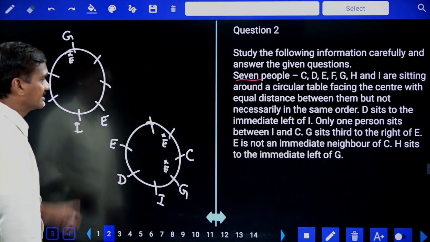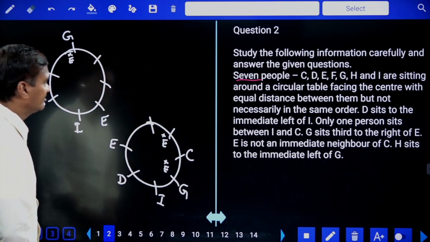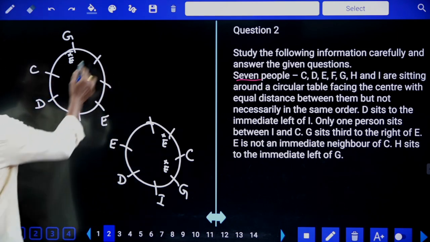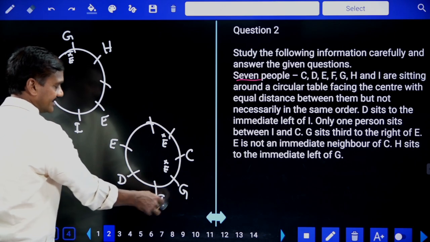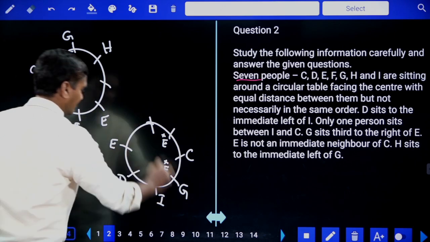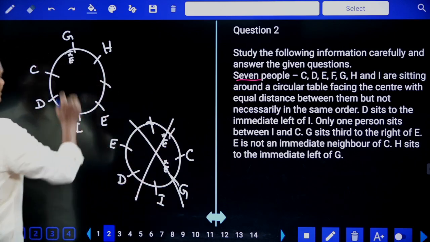E is not an immediate neighbor of C. H sits to the immediate left of G. And H is to the immediate left of G, not possible because I is already on the left-hand side of G. And this is ruled out. Now we are left with this one.